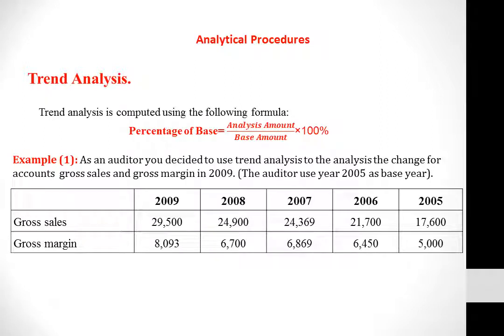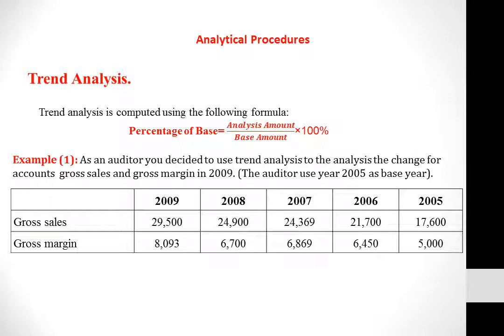So in trend analysis the auditor is going to build his expectations based on the trend, based on the rate of the item in the financial statements in several years, and based on these several years he's going to expect what the rate of the item will be in the specific year he's going to audit. To get trend analysis he has to follow this formula: percentage of base equals analysis amount divided by base amount multiplied by 100%. So using trend analysis he's going to build his expectations based on the previous years, or prior financial statements, or prior numbers about this item in the financial statements.